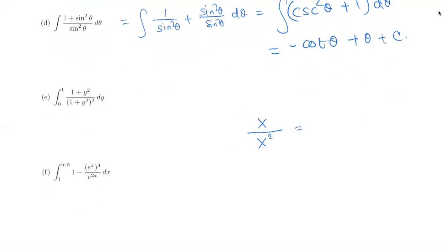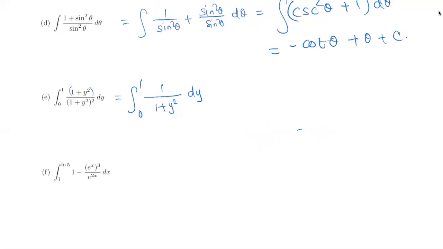Same thing here. 1 plus y square, we can just make a block. Okay, 1 plus y square. Now I can cancel one copy from top and bottom. That leaves 1 over 1 plus y square, one copy on the bottom, dy. Just 1 plus y square, one copy left.